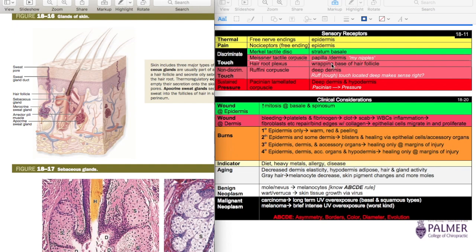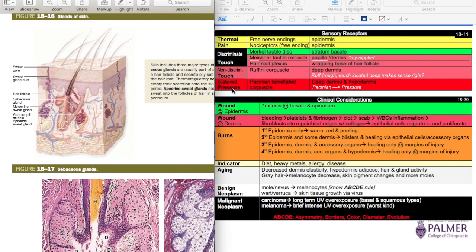Hair root plexus is in the base of a hair follicle. You should know the hair follicle is in the dermis. You could probably nail that. Ruffini corpuscle is a touch receptor, but you get a rough idea. So I say, I can roughly feel that. I get a rough idea of what I'm touching. It's a non-discriminate touch receptor, rough touch, Ruffini corpuscle.